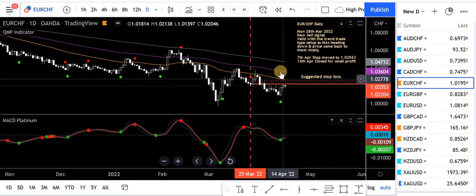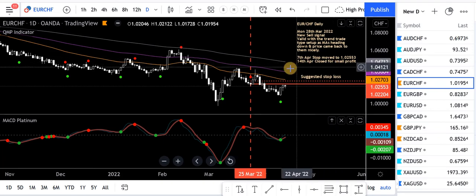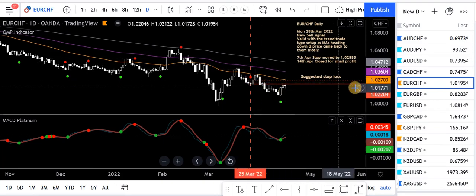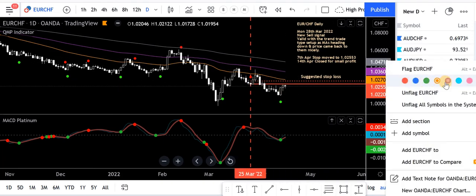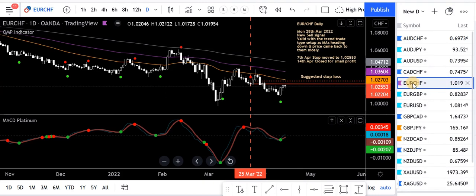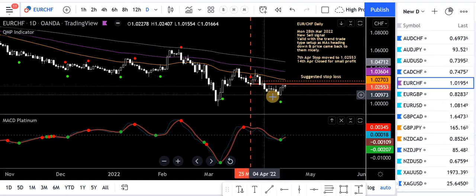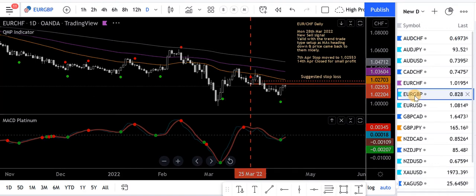So we're out of this. We're in no trades on the Euro Swiss, and we took a very small profit on the sell. I'll just highlight that in purple so I know to go back to it and fix that chart up. I just leave these on the chart to show you guys on the video.